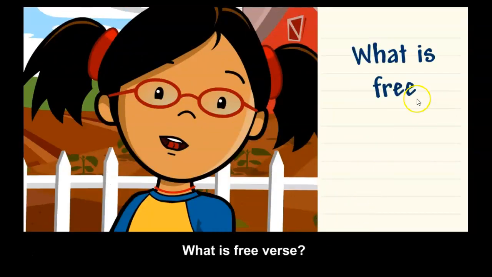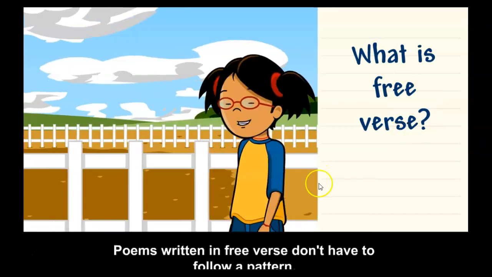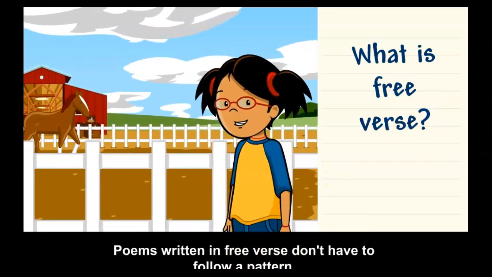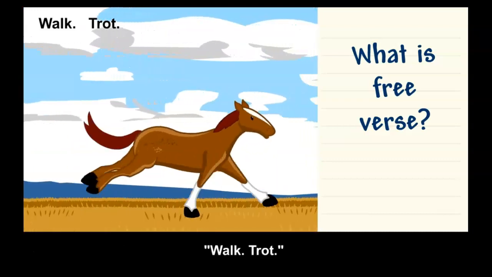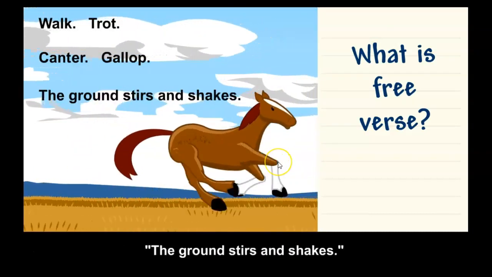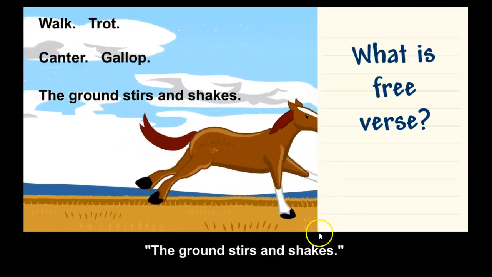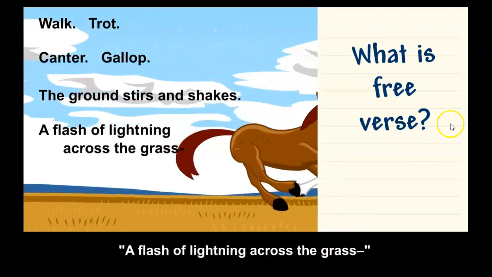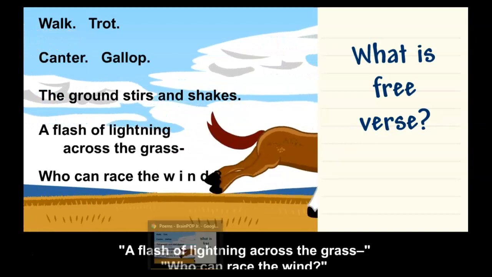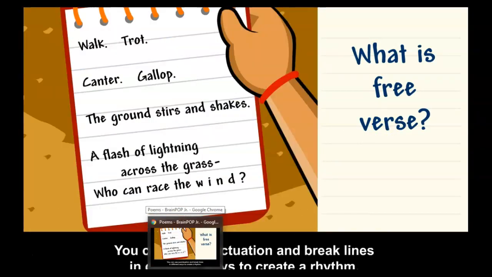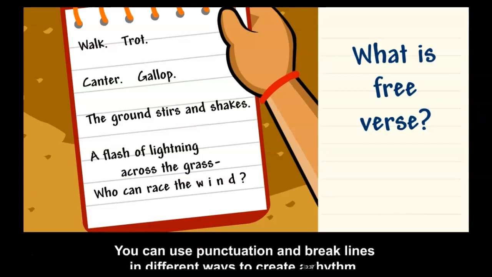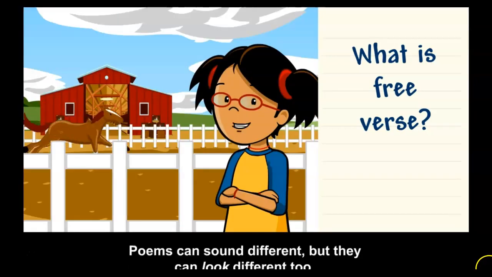What is free verse? Poems written in free verse don't have to follow a pattern. Walk, trot, canter, gallop. The ground stirs and shakes. A flash of lightning across the grass. Who can race the wind? You can use punctuation and break lines in different ways to create a rhythm. Poems can sound different, but they can look different too.